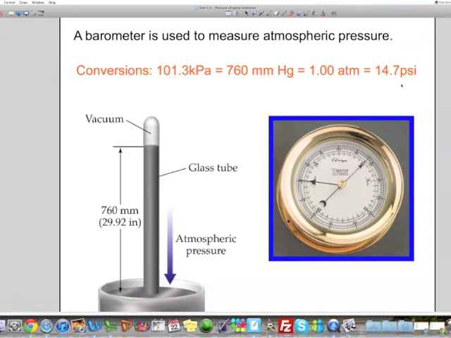And then we have PSI, which is pound per square inch. We see that mostly in tires, so car tires, for example. We're going to work mostly with kilopascal, obviously, but because these have specific uses and they're still seen from time to time, it would be good to know these conversions as well. So 101.3 kilopascal is equivalent to 760 millimeters of mercury, which is equivalent to 1.00 atmosphere, and 14.7 psi, pound per square inch.